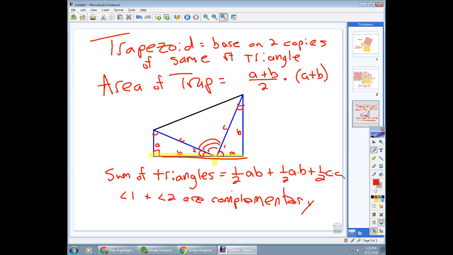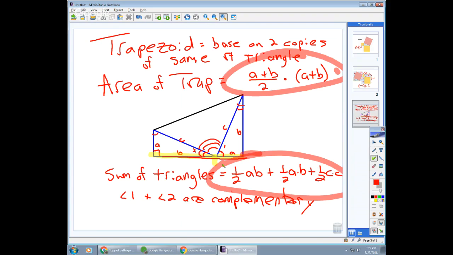Because angle 1 and 2 are complementary, and that's a straight angle at the bottom. Does that make sense? Piecing that together? Okay. So now what we're going to do is put these two formulas together. We're going to take this one version of the area as a trapezoid, and compare it to the same area as three triangles and see how it shakes out.